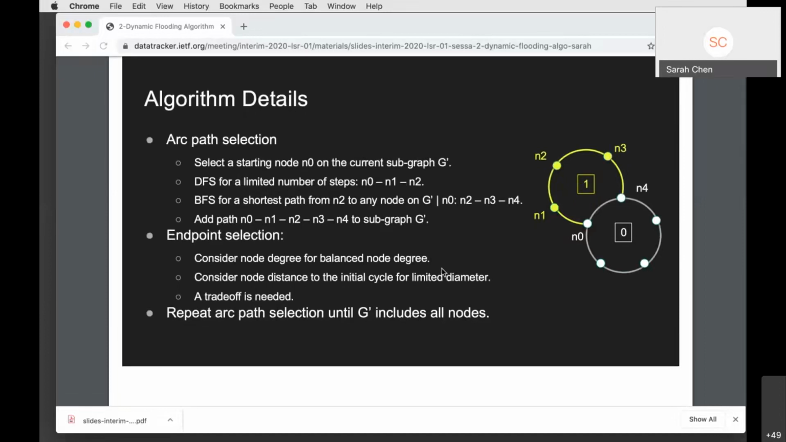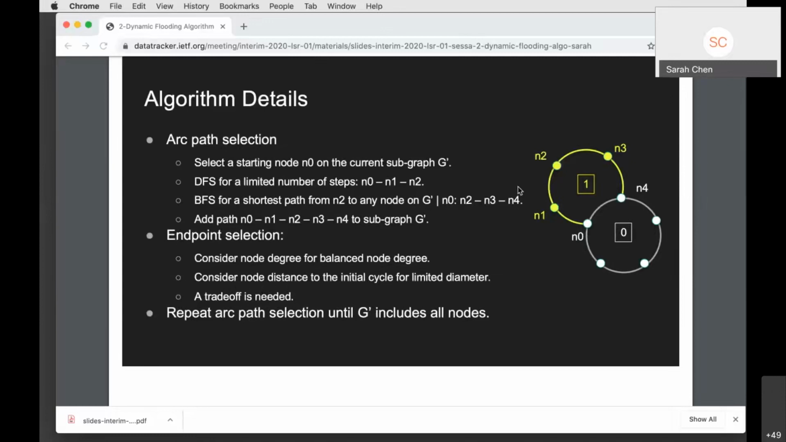The two endpoints of this arc path can be selected, taking into account the node degree and the diameter. So we can select the starting node by comparing the node degree on the current subgraph, and also consider the node distance to the initial cycle. So we want to build the arc path around the initial cycle. Do not go very far away, because that might increase the diameter.